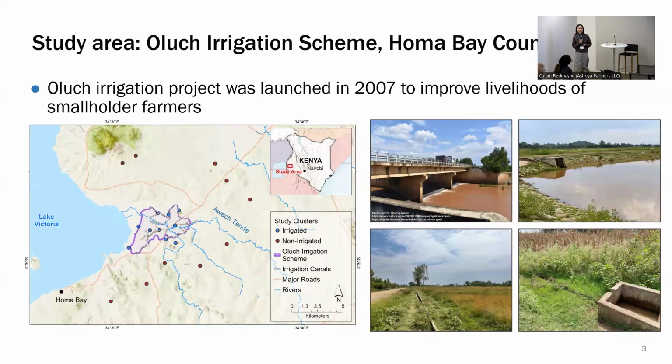In our study area, we focus on the Oluch irrigation scheme in Homa Bay County in Kenya. This project was launched in 2007 to improve the livelihood of smallholder farmers. It involves channeling water from the Tende River into our project area. The photos on the right show the storage reservoir and the canals that distribute irrigation water within the farms.